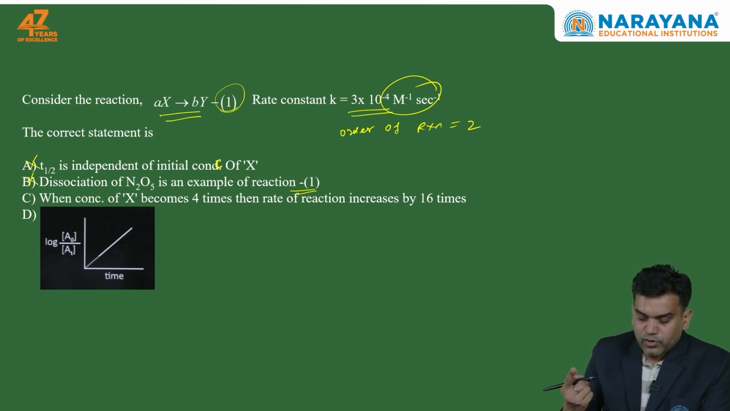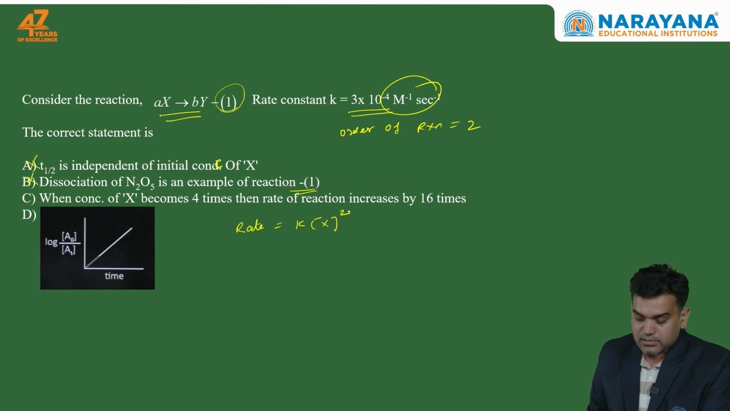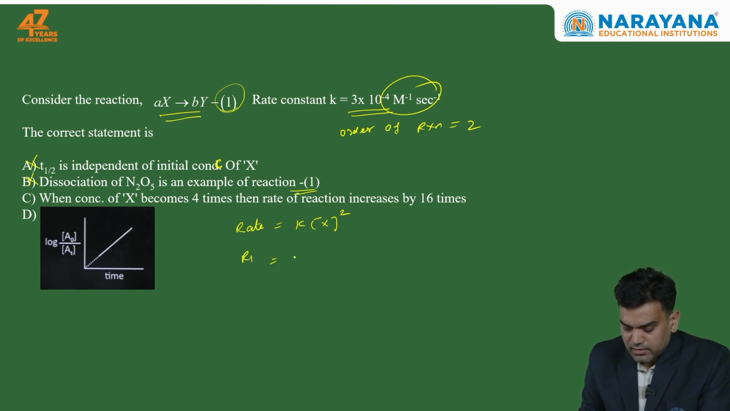Concentration of X becomes 4 times, then the rate of reaction increases by 16 times. You can do it simply: if we increase the concentration of the reactant by 4 times, let's say rate is equal to K into concentration of X to the power 2, because this is following second order kinetics. Let's say R1 is the rate when the concentration of X is X molar, so X square, and R2 is the rate of the reaction when the concentration of X has become 4 times, so it can be 4X square.